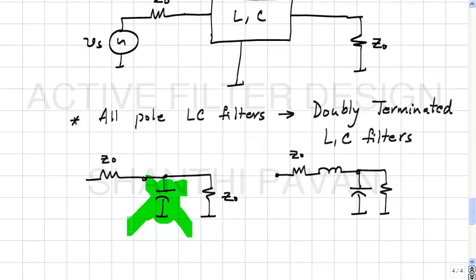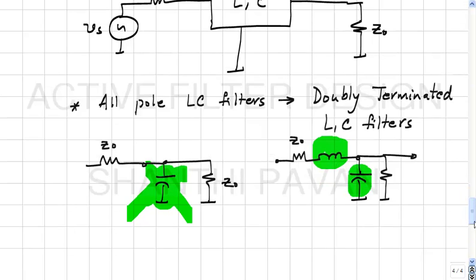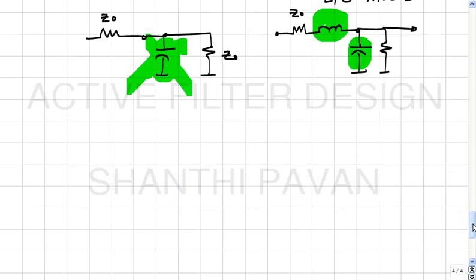We are trying to synthesize all pole low pass filters. In other words, at infinite frequency, the gain must be 0, right? Whereas if you did this, at infinite frequency, what's happening? This is becoming an open, this is becoming a short. So it's like simultaneously opening this as well as shorting this. So that's why you get the second order roll off at infinite frequency. So now, can you extend this to higher order?